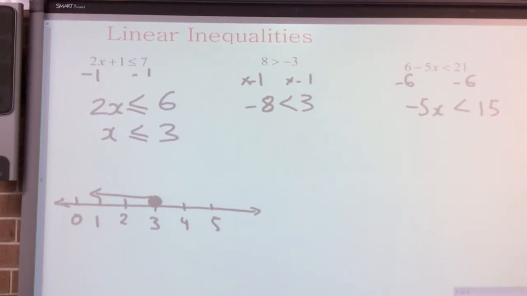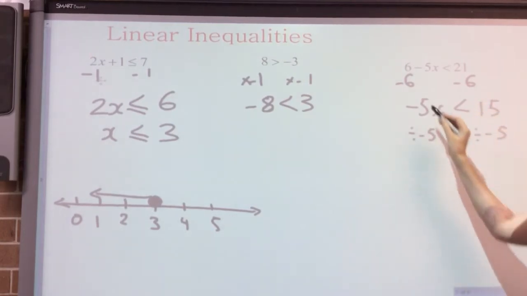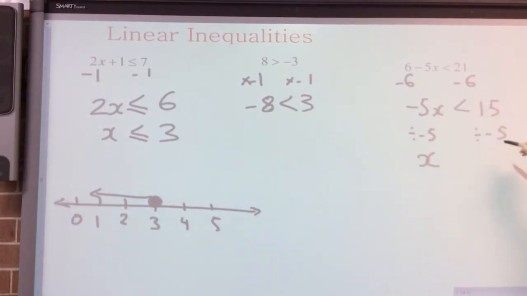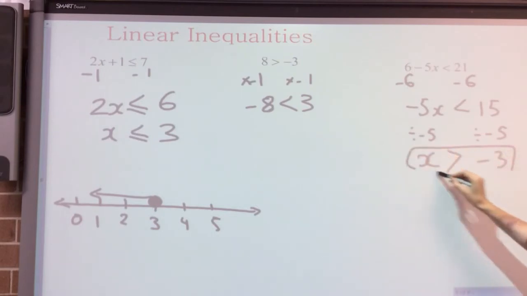Now I want to get rid of that negative 5. Negative 5 times x, how do I get rid of it? Divide by negative 5. Now if I'm dividing by a negative, it's going to make my statement false unless I reverse the inequality. So minus 5x divided by minus 5 is going to be x. 15 divided by minus 5 is negative 3. But because I've multiplied or divided by a negative number, it is not true unless I reverse this. Okay, that will be a true statement.